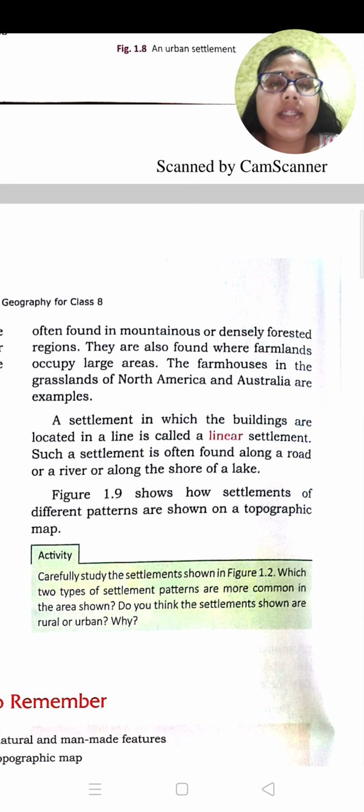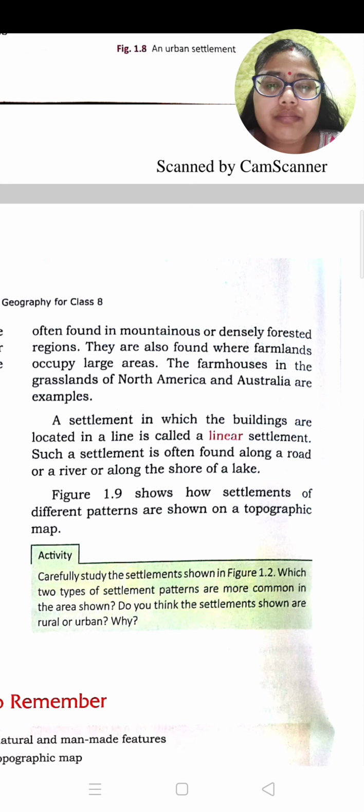तो इस तरीके के settlements कहाँ मिलेंगे आपको? On the mountain area or maybe in the densely forested region, or they can also be found in farmland occupying a large area. The farmhouses in the grasslands of North America and Australia are examples.